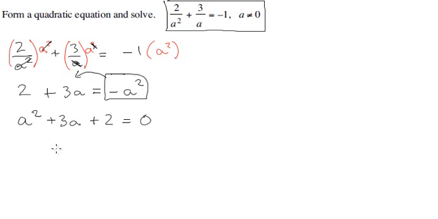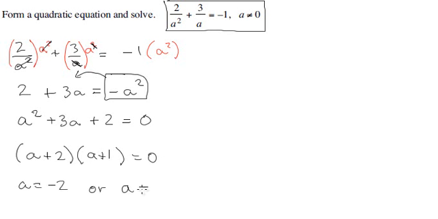All right. Now, can we solve this? Can we factor it? We actually can, and it factors easily. A plus 2, a plus 1 equals 0. So either a equals -2 or a equals -1 would be our solutions.